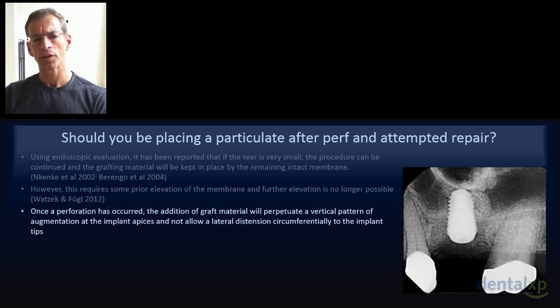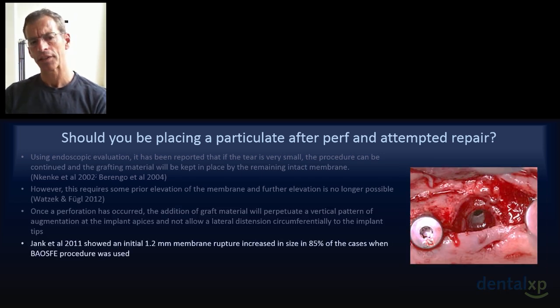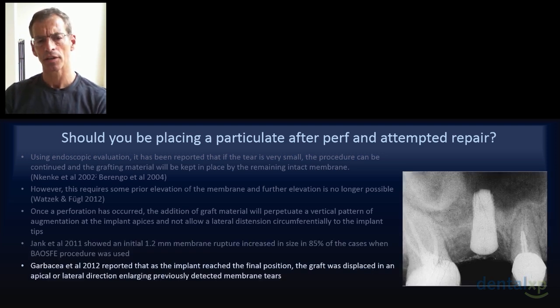Once a perforation has occurred, the addition of graft material will perpetuate a vertical pattern of augmentation at the implant apices and not allow a lateral distension circumferentially to the implant. Jank in 2011 showed that an initial 1.2 millimeter membrane rupture increased in size in 85% of the cases when a Bowsby procedure was then performed. Garbacia, in her cadaver study, reported that as the implant reached the final position, the graft was displaced in an apical or lateral direction, enlarging a previously detected membrane tear.